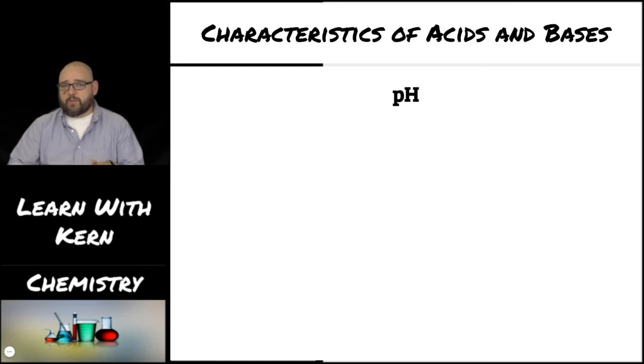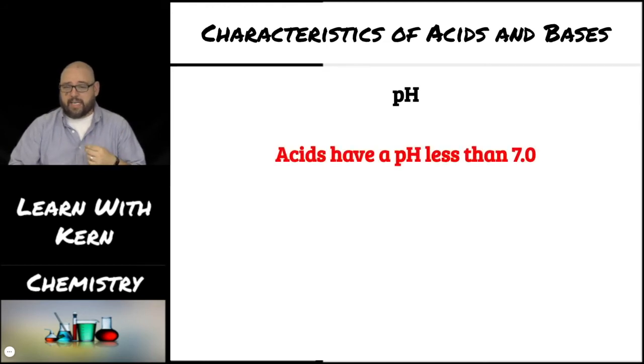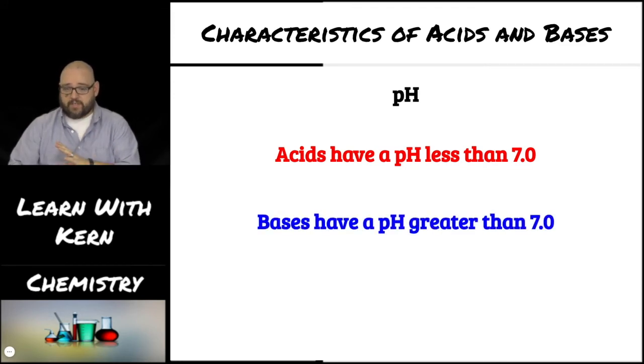Again, we'll talk about pH more in a later video and how to calculate it. pH basically stands for potential of hydrogen, and it has to do with how many hydrogen ions there are. A pH less than 7 is acidic. A pH greater than 7 is basic. A pH equal to 7 is neutral, meaning it's neither an acid nor a base. And there are a lot of things that are neither acid nor base.